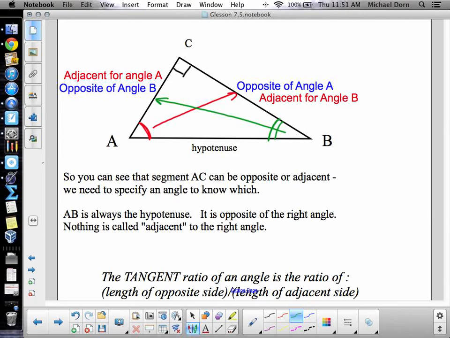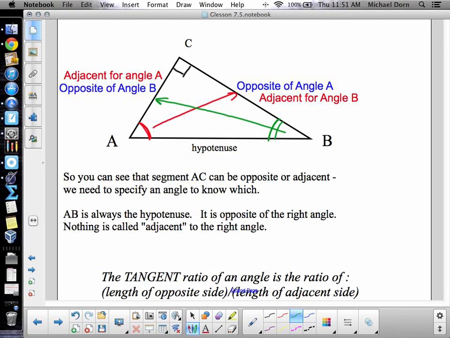So, opposite and adjacent. Every right triangle is going to have three sides: opposite, adjacent, and hypotenuse. Hypotenuse is fixed. Opposite and adjacent will be dependent on the point of view of one of the acute angles.